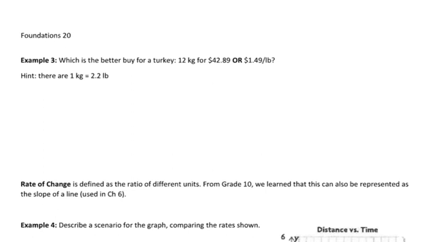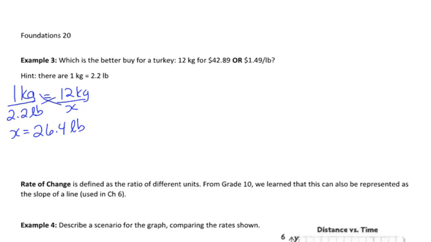So setting up a proportion, 1 kilogram is 2.2 pounds. 12 kilograms is how many pounds? So just cross multiplication. 12 times 2.2 is 26.4 pounds. So we need that to be per 1 pound. We have $42.89 for 26.4 pounds. We need for how much for 1 pound?